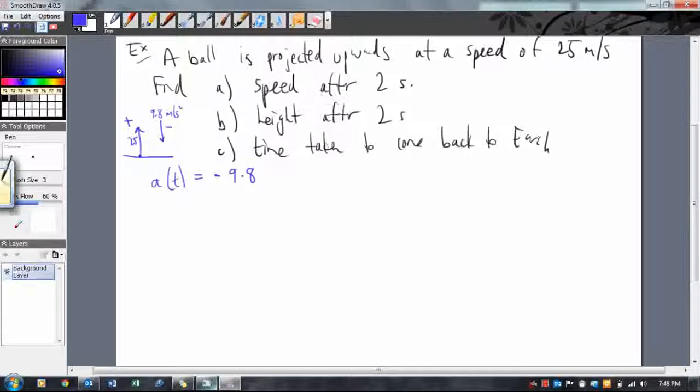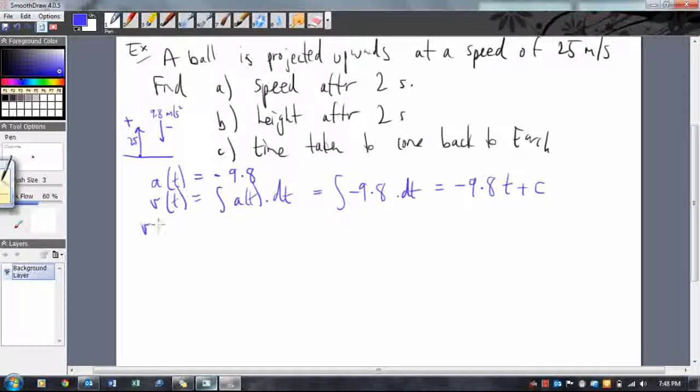From there, what we're after is speed and height and those sorts of things. So to be able to find them, we need to find a velocity function and a position function. Okay, so the velocity function will be the integral of a of t dt, which is equal to the integral of negative 9.8 dt. If we integrate that, we get negative 9.8t plus c. Now, can we find c? In other words, do we know the velocity at the start? Yes, we do. A ball is projected upwards at a speed of 25 meters per second.